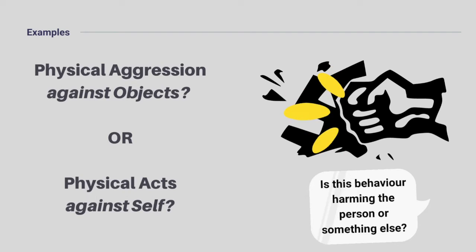We would consider that if the behavior is causing damage predominantly to an object, then it is physical aggression against objects. For example, punching a hole into the wall. But if the behavior is causing damage primarily to the person, then it is physical acts against self. For example, banging the head into the wall. Keep it simple. Ask yourself, is this behavior harming the person or something else?